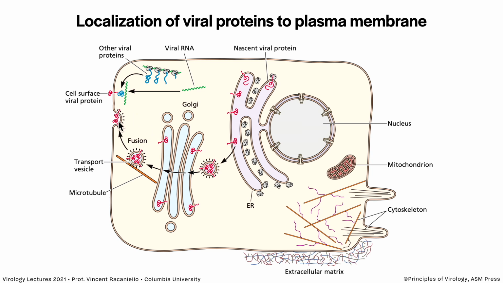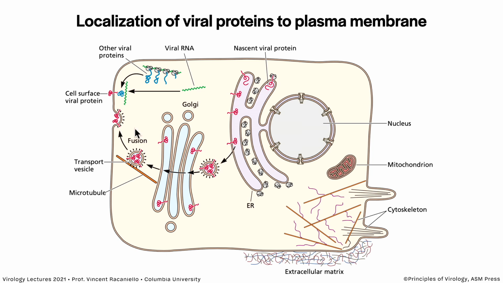Here, the proteins that are going to get into the envelope, remember, all viral envelopes have proteins in them, viral proteins. Those are initially made in the endoplasmic reticulum, and the proteins are made on the rough ER. The ribosomes are bound to the ER. The protein goes into the lumen, as you can see here, these red proteins.